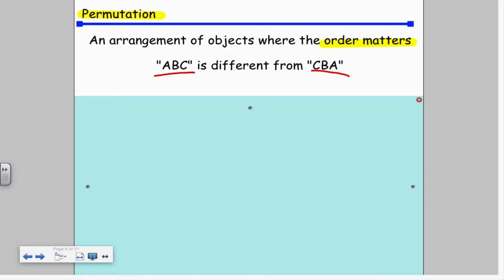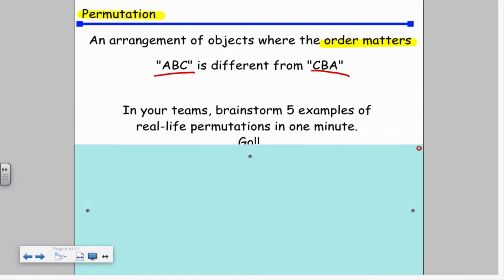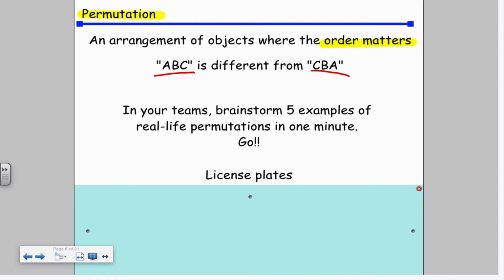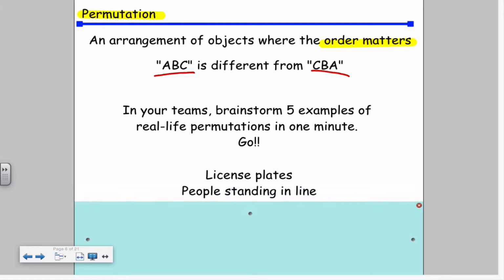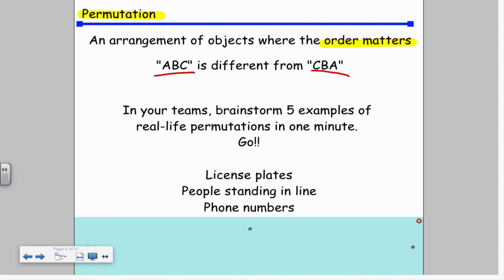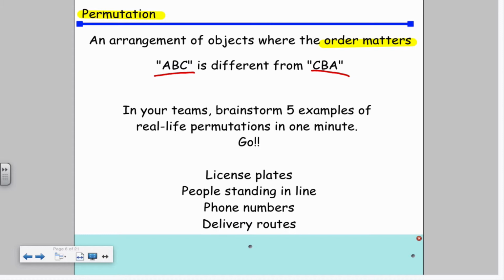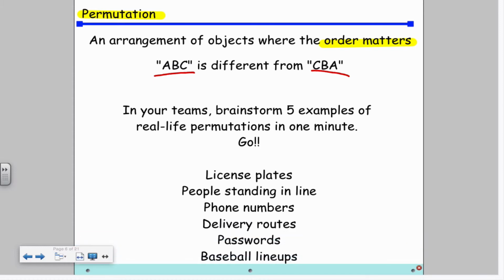So let's think of some examples of permutations. License plates, the order of the numbers and letters matter. People standing in line, phone numbers, delivery routes, passwords, baseball lineups. All these things are where the order matters. In other words, they're all permutations.